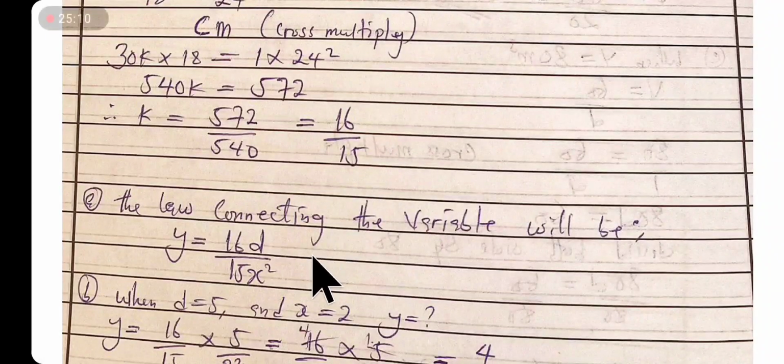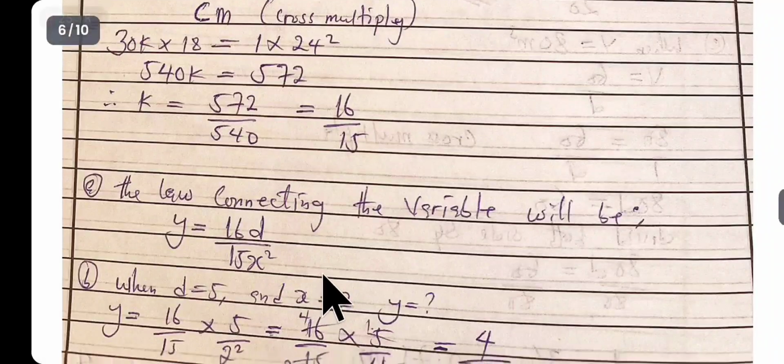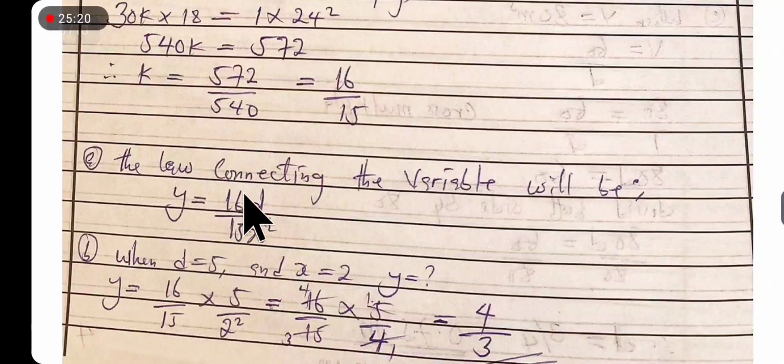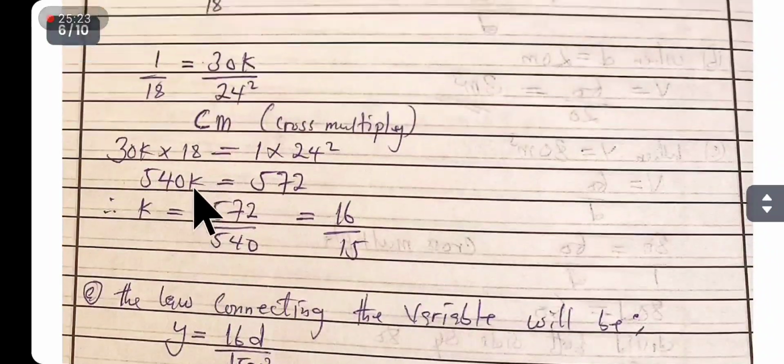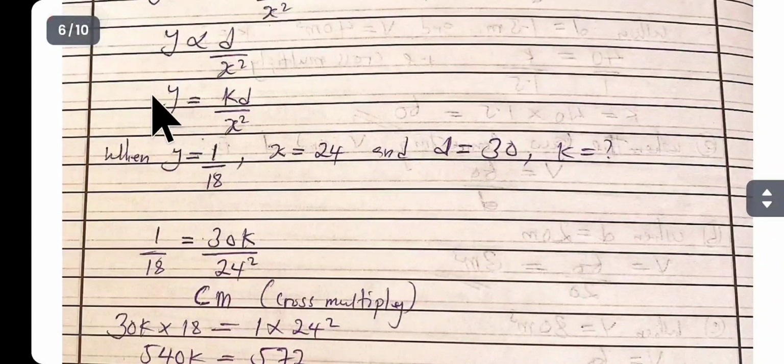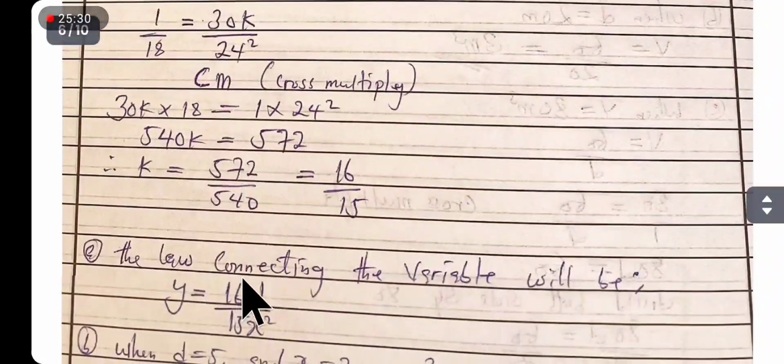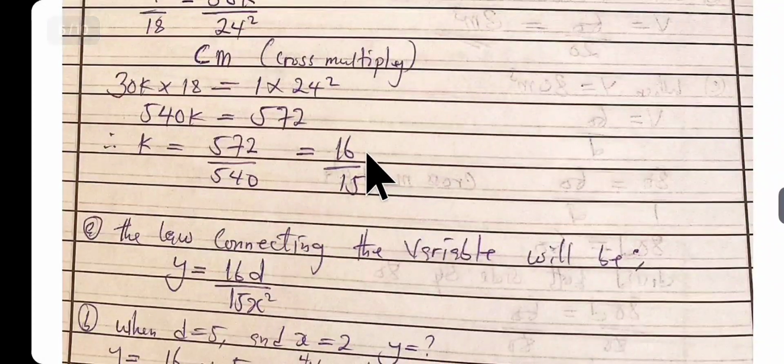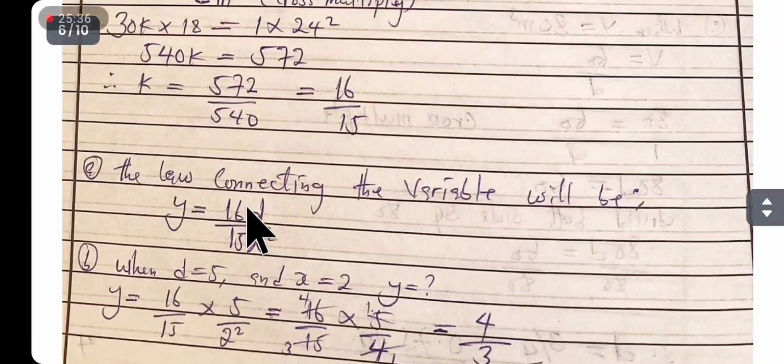Now that we have gotten our k, the first question asks for the law connecting the variables. How do you find the law? The law connecting the variables is this expression, but this time, instead of writing k, you write the value of k, which we have already found. So the law connecting the variables will be y equals 16 over 15 times d over s squared.